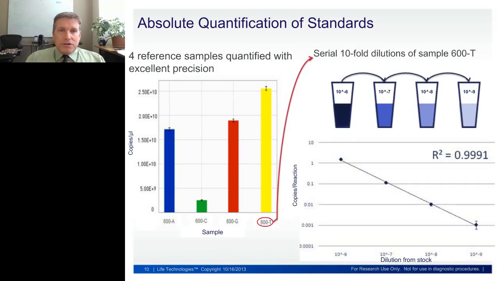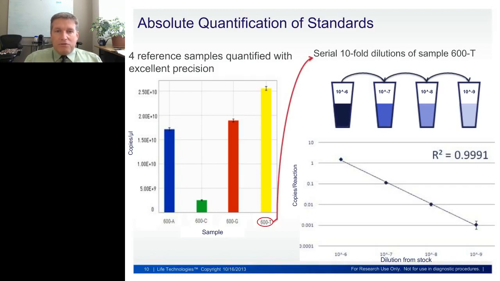high precision. The other thing that we did was that we took this 600T sample and diluted it several million to a billion fold and quantified the number of copies per reaction that we were able to obtain with that sample. And again, what you can see is that our copy number determination, our linearity, and our accuracy was extremely precise.